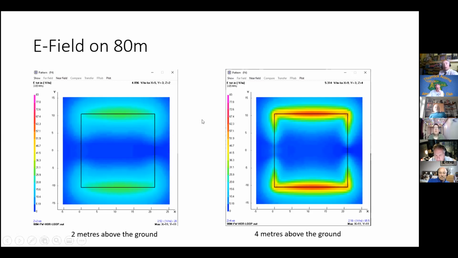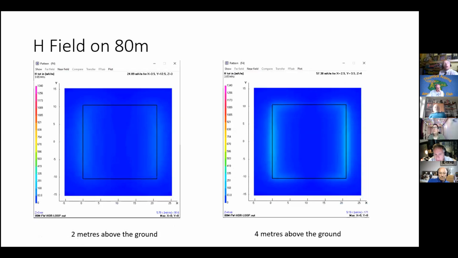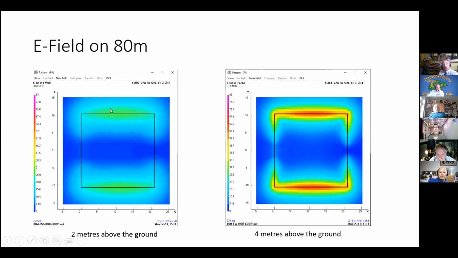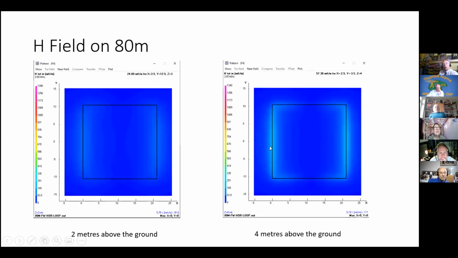So it's a very nicely behaved antenna because it has no open ends. And I did do the magnetic fields, and again, there's nothing measurable almost at 2 meters off the ground, and only something very faintly measurable at 4 meters off the ground. And note the 2 sides that have strong electric fields are opposite to the 2 sides that have strong magnetic fields.